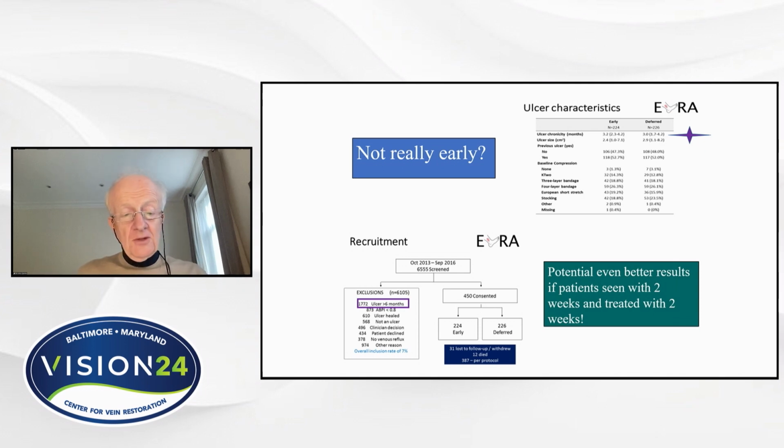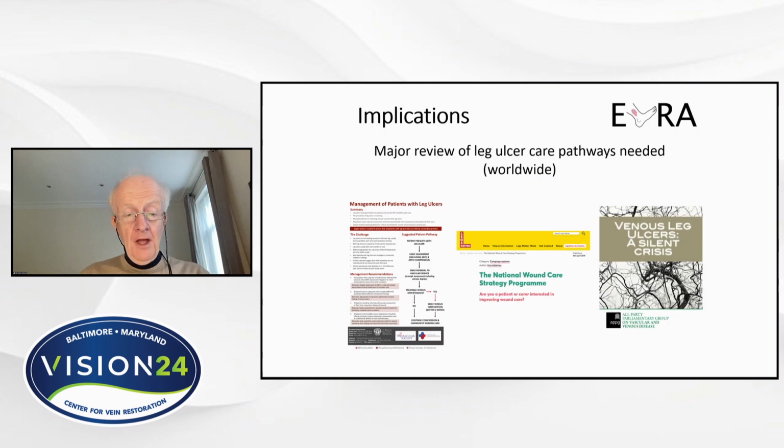But, and I think this is quite important, while we talk about EVRA being early intervention, when these patients were actually intervened on, they had actually had their leg ulcer present for 3 months. And I would like to suggest that we might even get better results if these patients were seen within 2 weeks and maybe treated much earlier. Next slide, please. Certainly in the UK, this has led us to an RSM recommendation that patients should be referred within 2 weeks. The government have even taken this on board. And next slide, please.